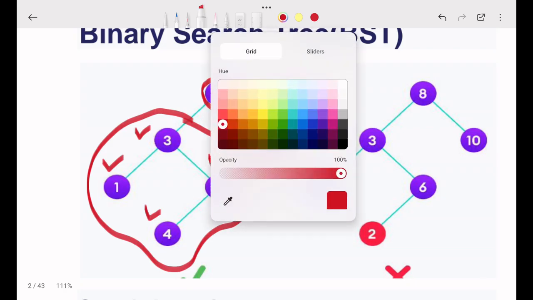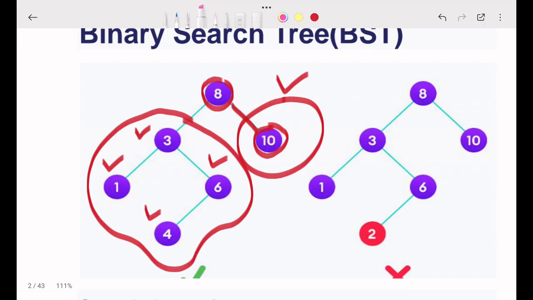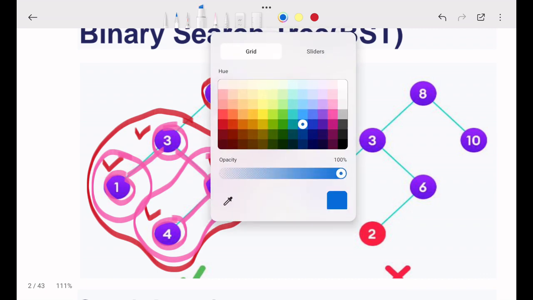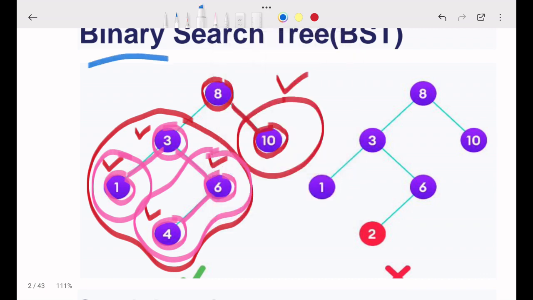Again, 1 is smaller than 3, and 6 is greater than 3, and 4 is greater than 3. So every time your right must be greater and left must be smaller than the root. You have to follow the property for each node. That is the meaning of binary search tree.